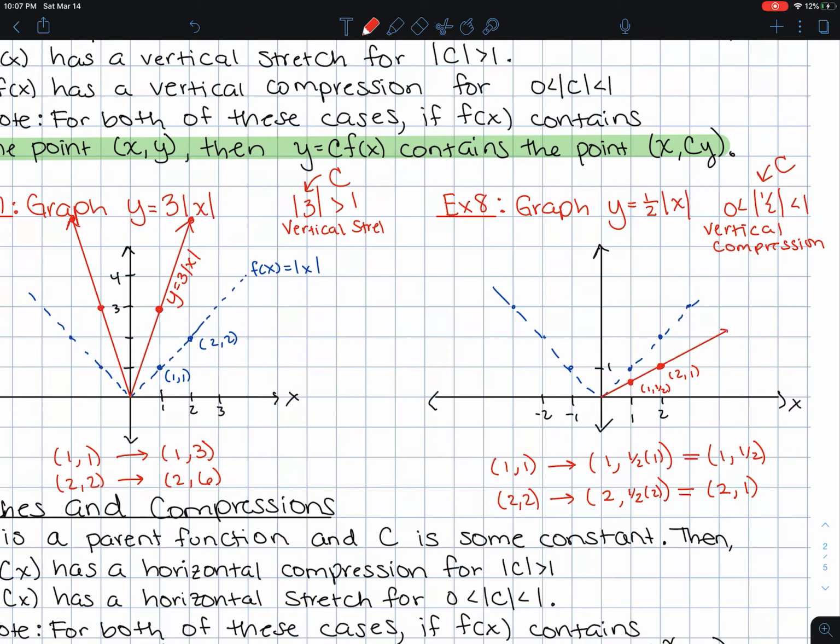Our new graph looks like so. And then again, this is symmetric with respect to the y-axis. So I'm just going to do the exact same thing on the other side. And that didn't come out too well. Try that again. Okay, that's much better.